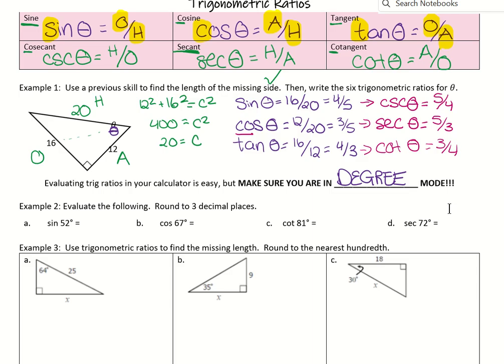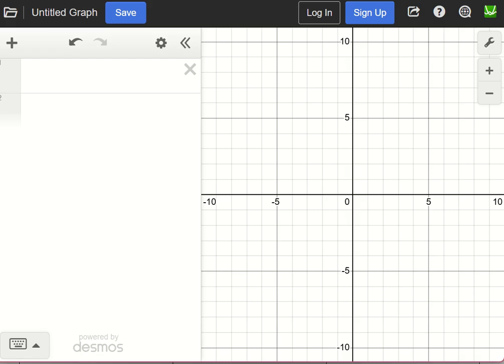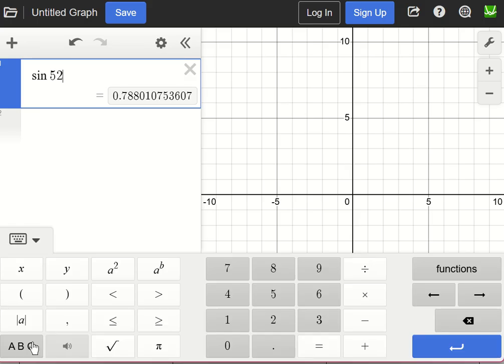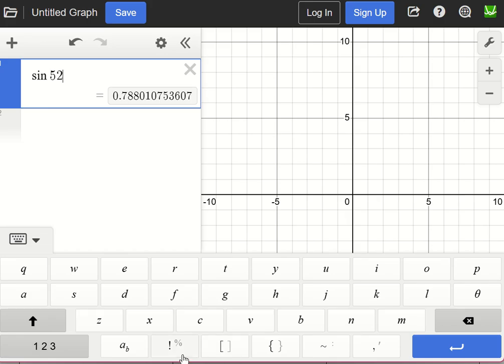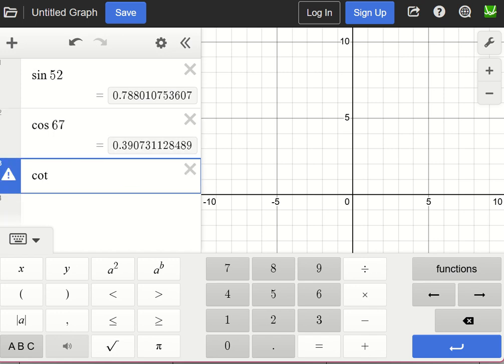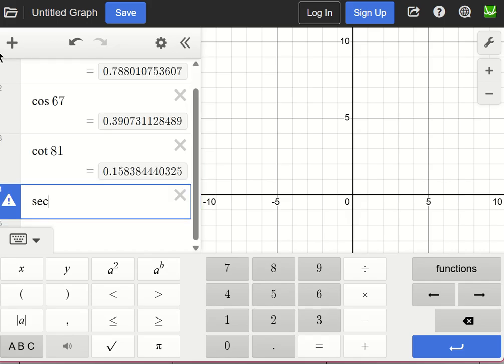So if we go back to our notes, we're going to find the sine of 52 degrees. And I'm just going to do all of these at one time. This is going to be very easy to do with Desmos. Once you have verified you're in degree mode, the rest is just typing things in. So we'll type sine of 52 degrees. And you don't have to put the degree symbol because it's already implied since you're in degree mode. At any rate, just make sure your calculator is in degree mode. You'll be fine. So sine of 52, cosine of 67, cotangent of 81, and secant of 72.